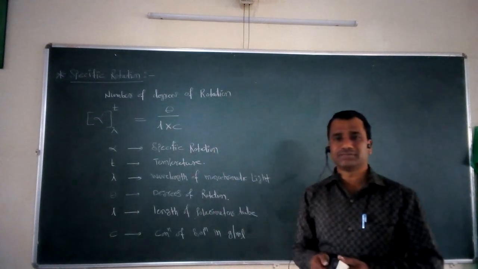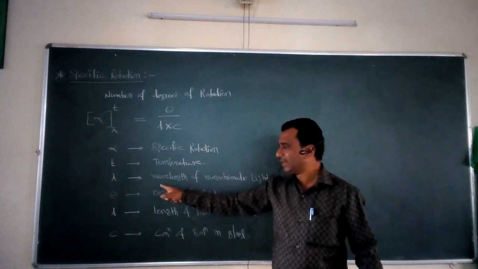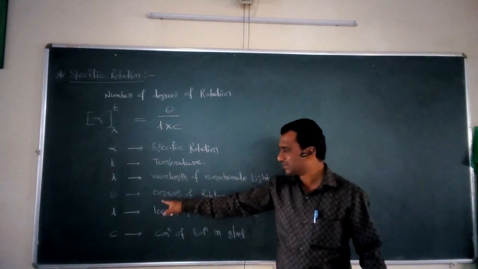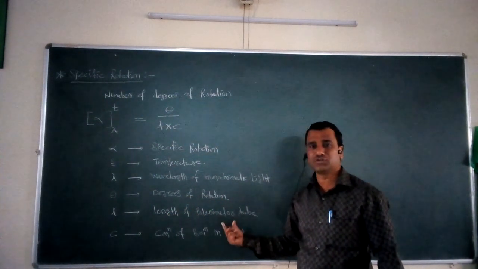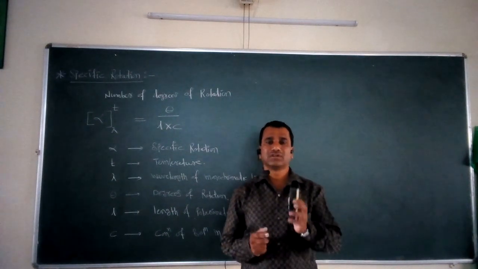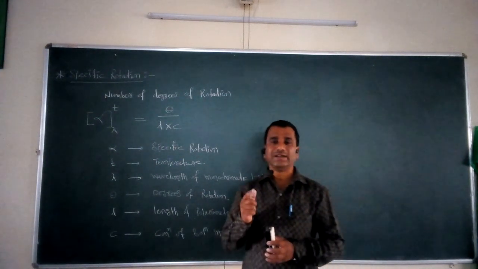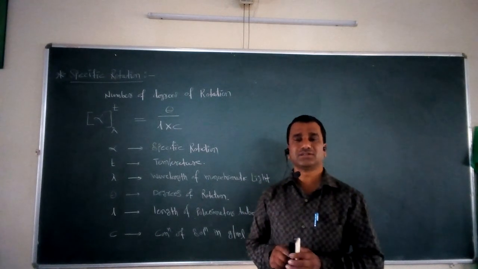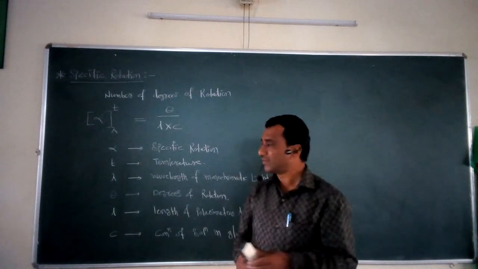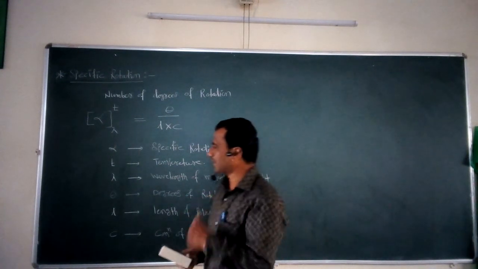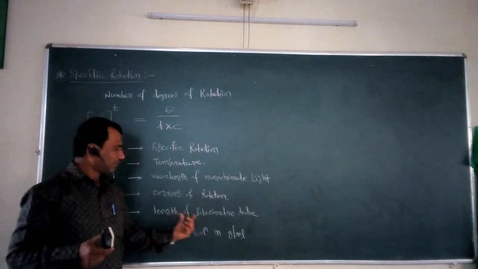So these are all the terms involved in this equation. Alpha is the specific rotation, T is the temperature, lambda is the wavelength of monochromatic light, theta is the degrees of rotation, L is the length of the polarimeter tube, and C is the concentration of the solution in gram per ml. In short, while considering the specific rotation shown by a particular solution, we have to take all these parameters into consideration. One important parameter is L, which stands for the length of the polarimeter tube.